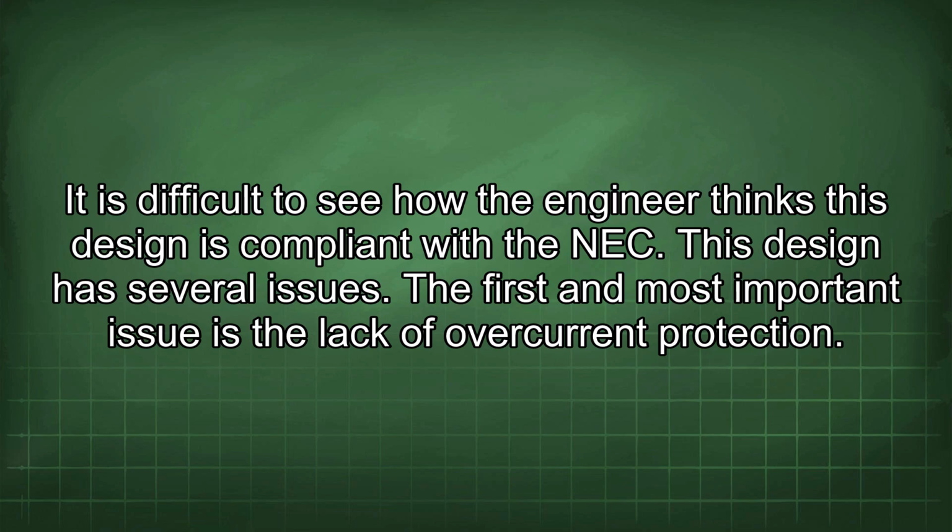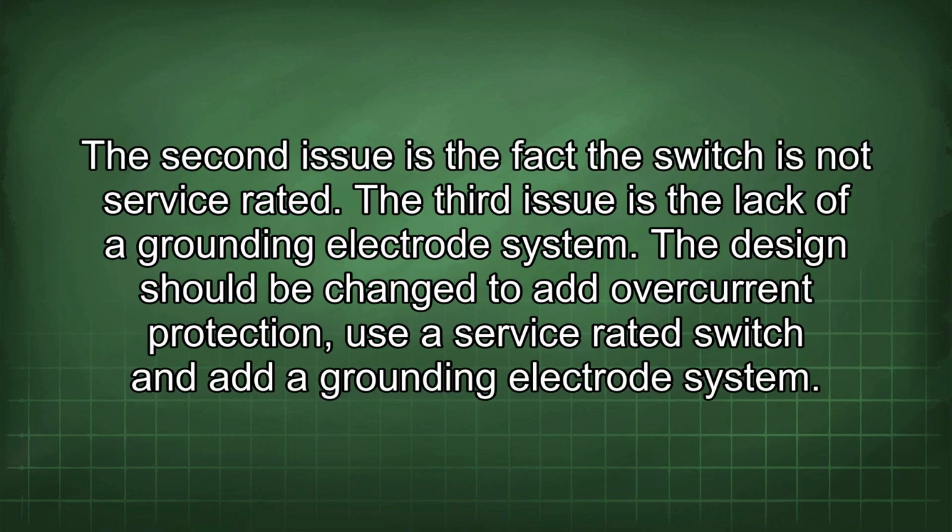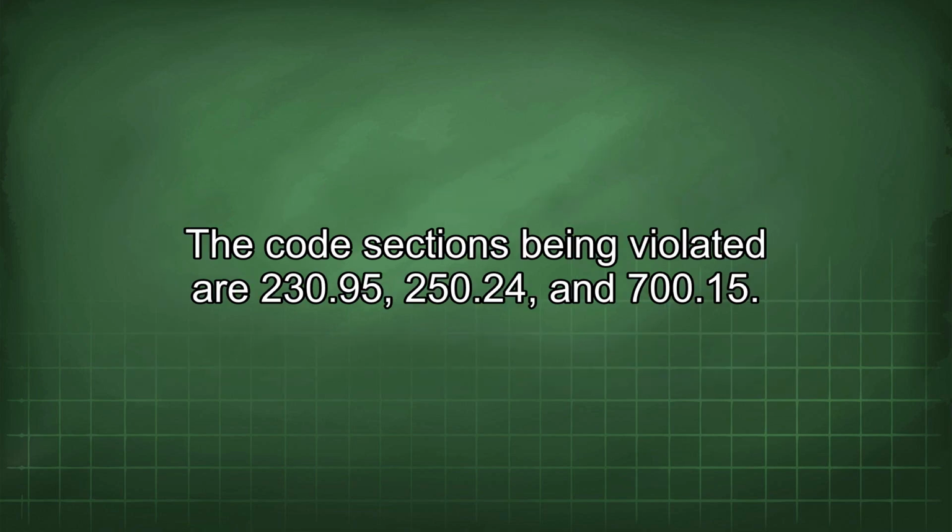This design has several issues. The first and most important issue is the lack of overcurrent protection. The second issue is the fact the switch is not service rated. The third issue is the lack of a grounding electrode system. The design should be changed to add overcurrent protection, use a service rated switch and add a grounding electrode system. The code sections being violated are 230.95, 250.24, and 700.15.